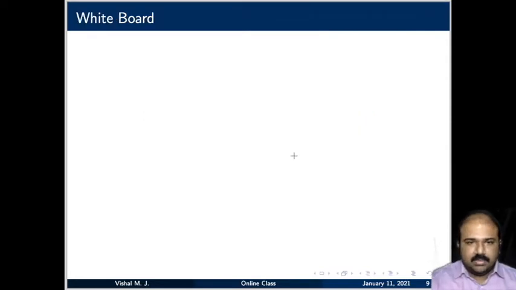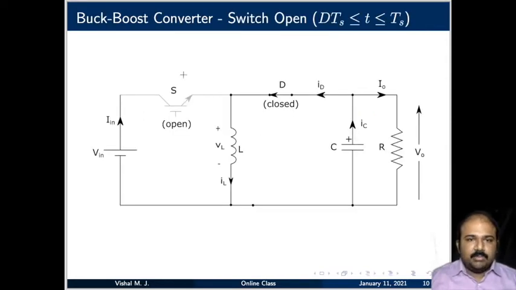Similarly, the next analysis will be when the switch is open. The pulse to the IGBT is taken off, the switch turns off. What happens then? See that there was some current flow in the inductor like this when the switch was closed. Now, that current cannot abruptly become 0.